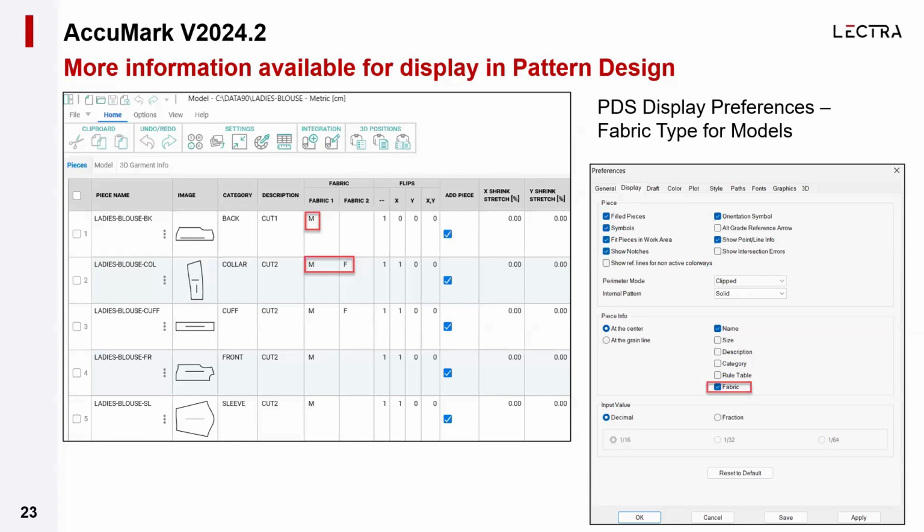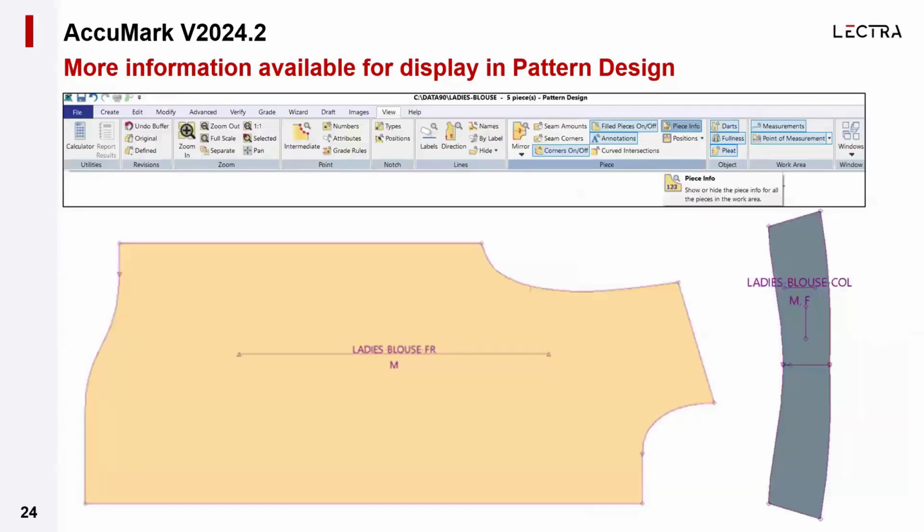So now when I open up a model in PDS and then turn on my piece info, I can see that I can have, for example, this front. I have a model, the main fabric, and I have the color available in the main and the fusible fabric. So you can see the fabric code displayed on the pieces. One of the things that I want to call out is, in this particular case, I just had a single character fabric code. If I had a longer fabric name, I would see the entire fabric name or fabric code spelled out there. This was just a brief one. Okay.